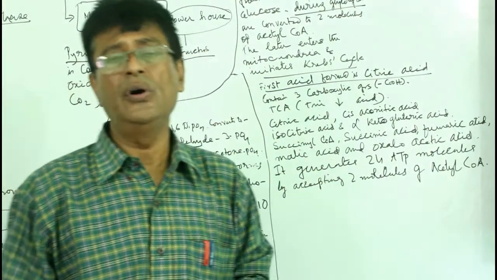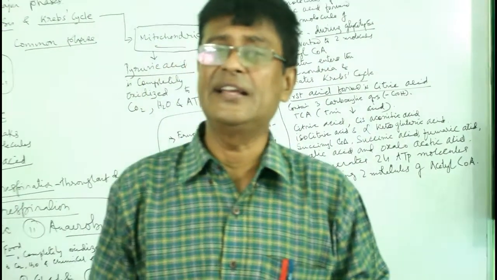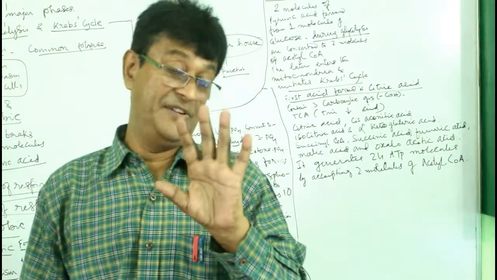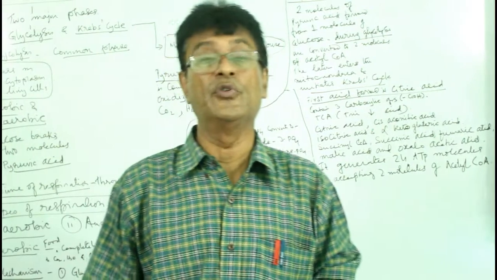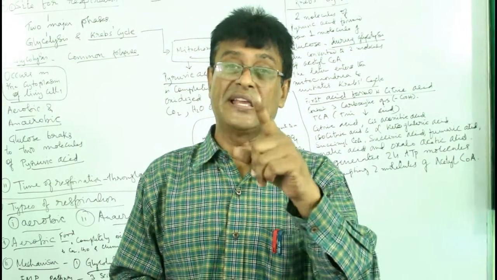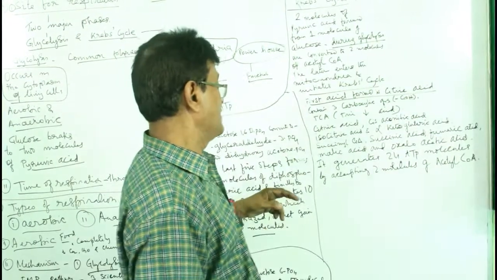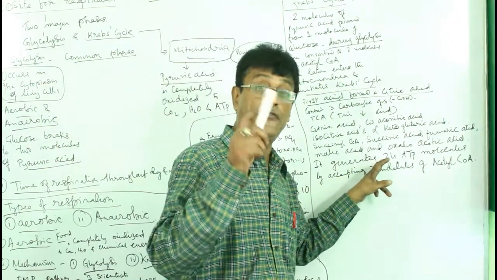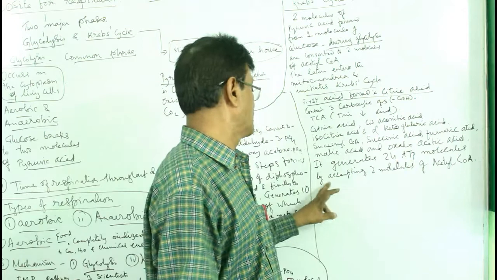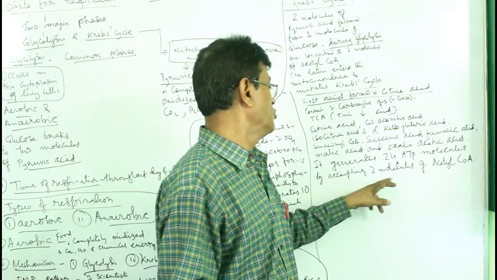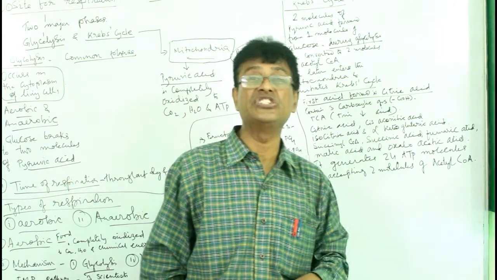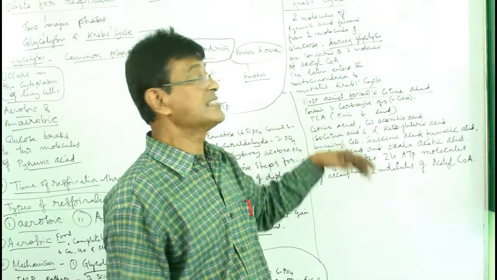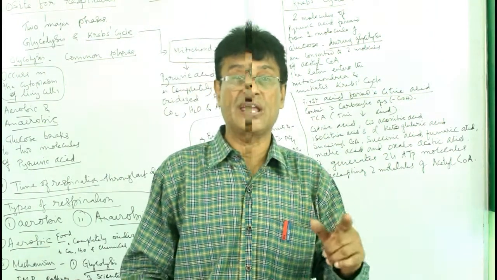Children, do you know where malic acid is found? Most of you like apples, and malic acid is found in apples. And it generates 24 ATP molecules by accepting 2 molecules of acetyl-CoA, and that is the Krebs cycle.